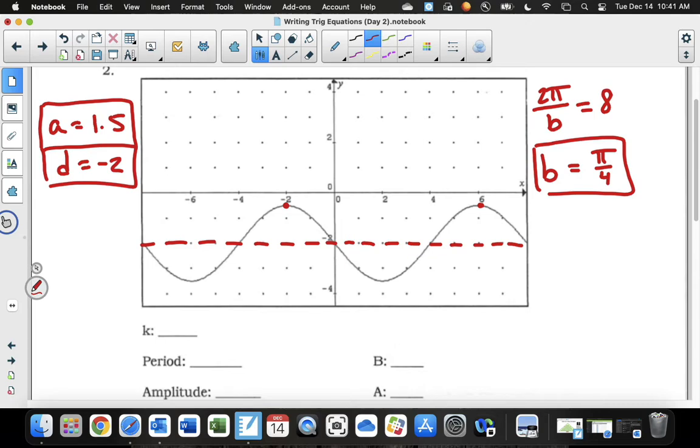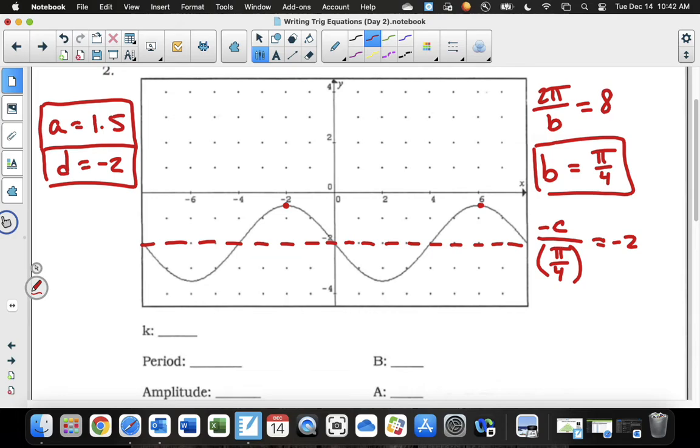Which one do you want to use? I'll let you decide. -2 sounds good. Let's do it. In order to find the C value, remember your phase shift is the opposite of C divided by B, which in this problem we've already identified as pi over 4. For our phase shift, we said it's going to be -2. We're using the -2 as our shifting the maximum. It could also equal +6. It could also equal +2 with a negative amplitude.